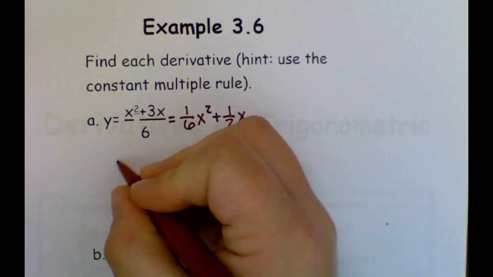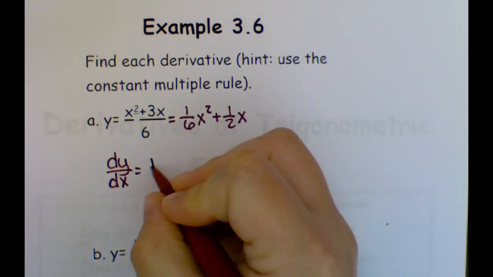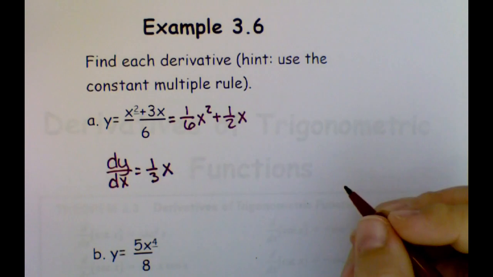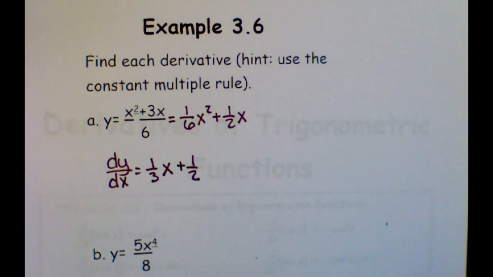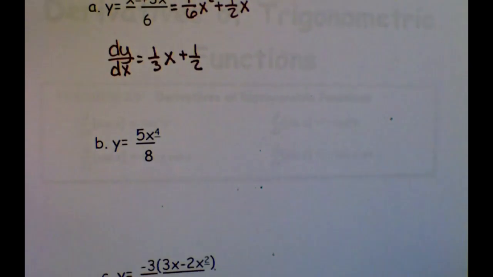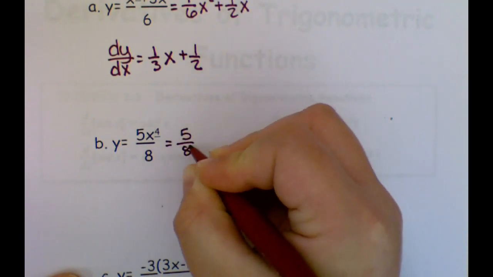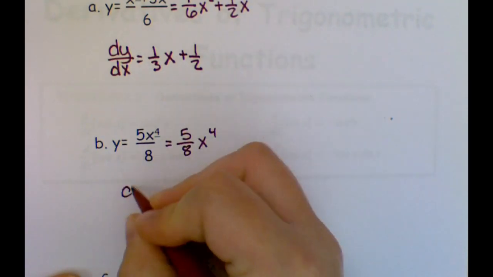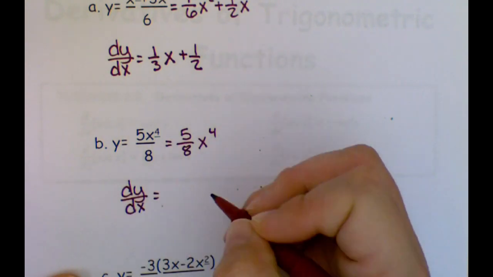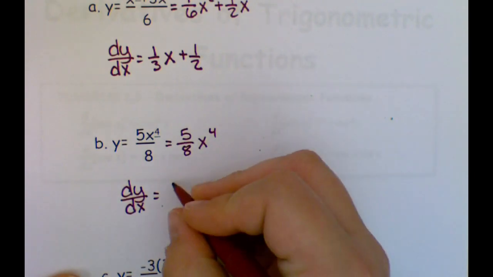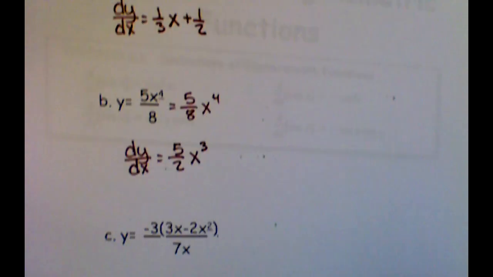So I bring down my 2, dy/dx equals, well, 2 times the 1/6 is 1/3. Subtract 1 from my power, I get x. The derivative of 1/2 x is just 1/2, so there's my derivative. For y equals 5x to the 4th power over 8, really that's 5/8 x to the 4th power. So to get my derivative, dy/dx, bring down the 4. Well, 5/8 times 4 is 5 over 2. And subtract 1 from my power, I get x cubed.